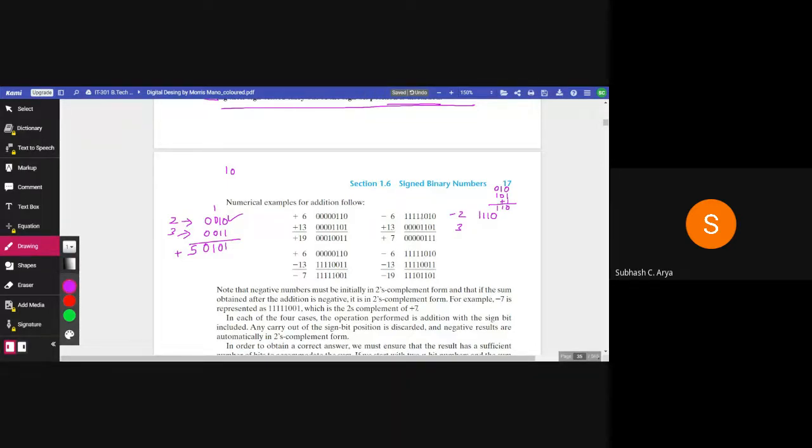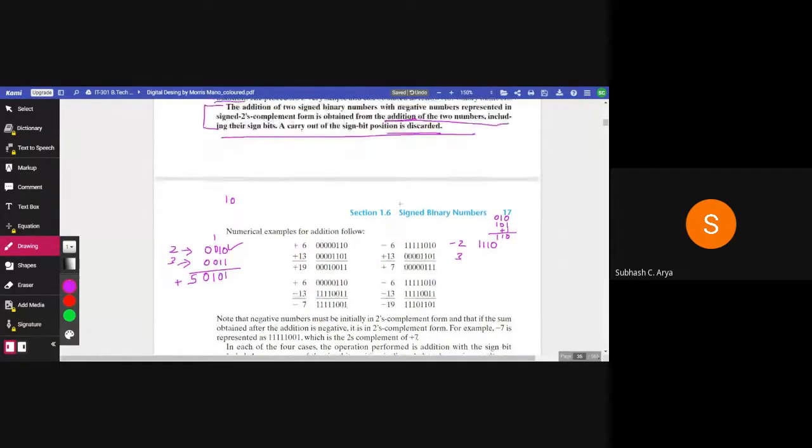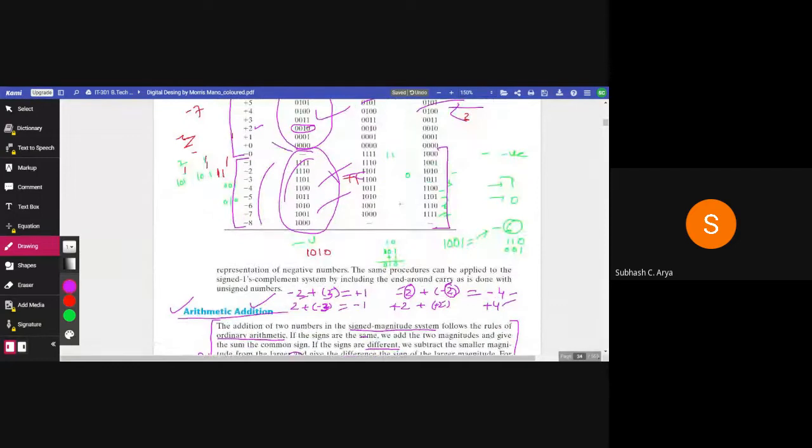Can we check? Yes, it is right. 1 1 1 0, -2 is here in the table. So -2 is 1 1 1 0, and +3 will be as it is, that is 0 0 1 1.